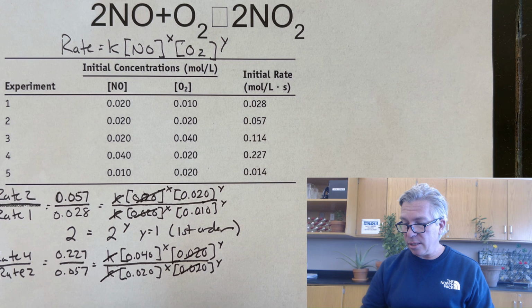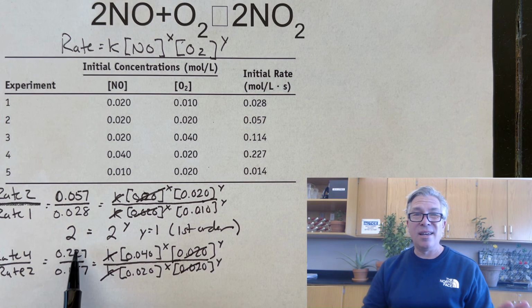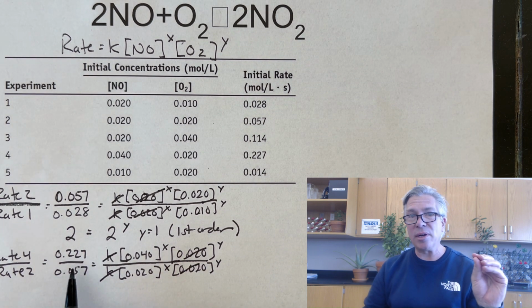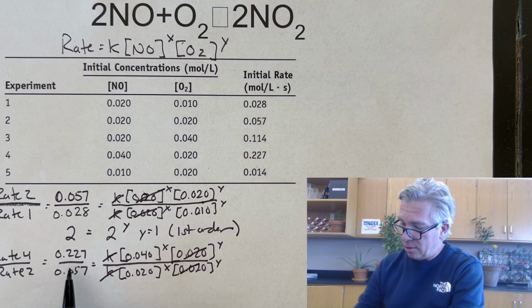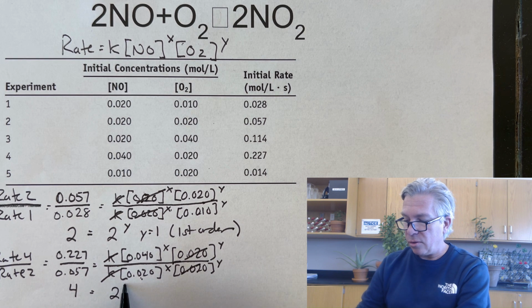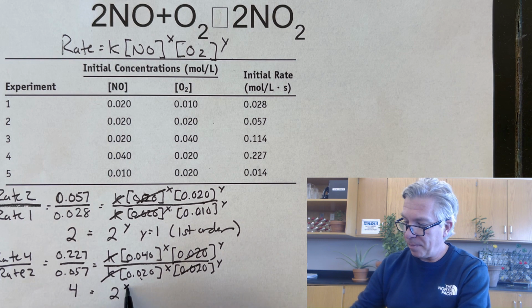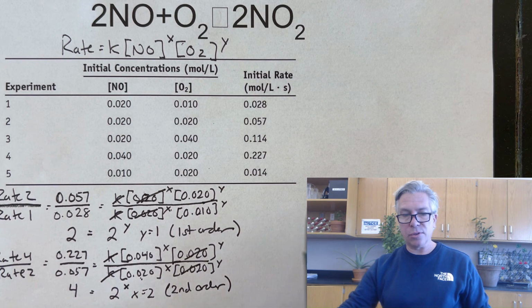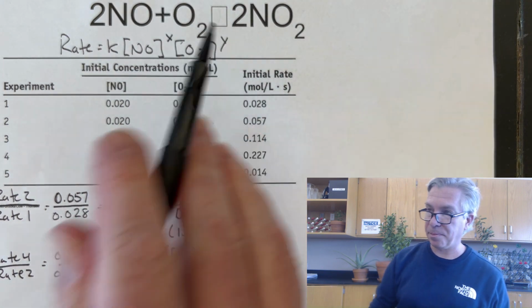So I get to this point. This number, I did the math, is not exactly 4, but it's like 3.98. That's close enough. So I'm going to call that a 4. And this is a 2. This divided by this is 2 raised to the x. So 2 to the something has to equal 4. x must be 2. And so that it's second order. So we've got a second order and a first order and a third order overall.